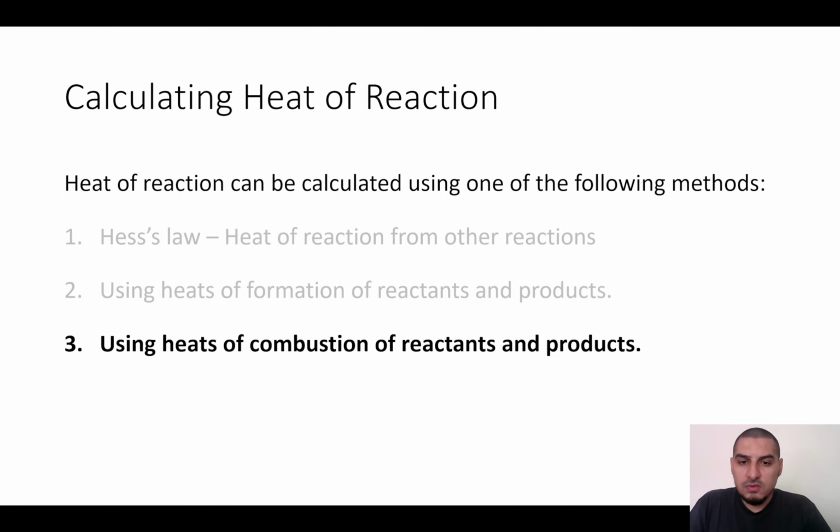Hello everybody. In this video we are going to discuss the last method that we can use to calculate the standard heat of reaction, which is using the heat of combustion of reactants and products. So it's going to be very similar to the previous method for calculating the heat of reaction using the heats of formation, but it's going to be using a different term, which is the heat of combustion. And as we did last time, we want to understand first what we mean by the heat of combustion.